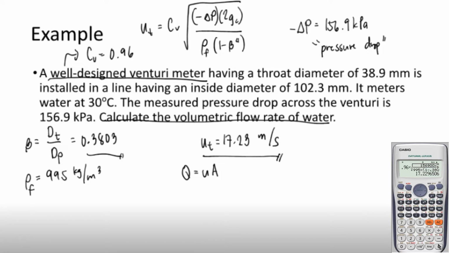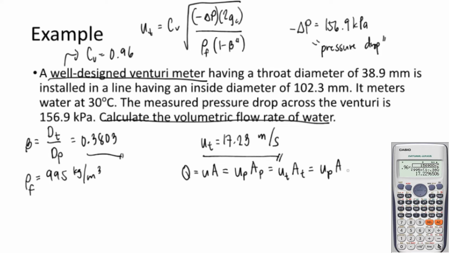Since our fluid is incompressible, we can write this relationship such that our volumetric flow rate can either be the velocity at the pipe multiplied by the cross-sectional area of the pipe, or this could also be equal to the velocity at the throat multiplied by the cross-sectional area of the throat. You can never mix these two definitions of velocities and cross-sectional areas, okay? So you cannot say that this is also equal to the velocity at the pipe multiplied by the cross-sectional area at the throat. This is wrong, okay? So let us just stick with these two options.